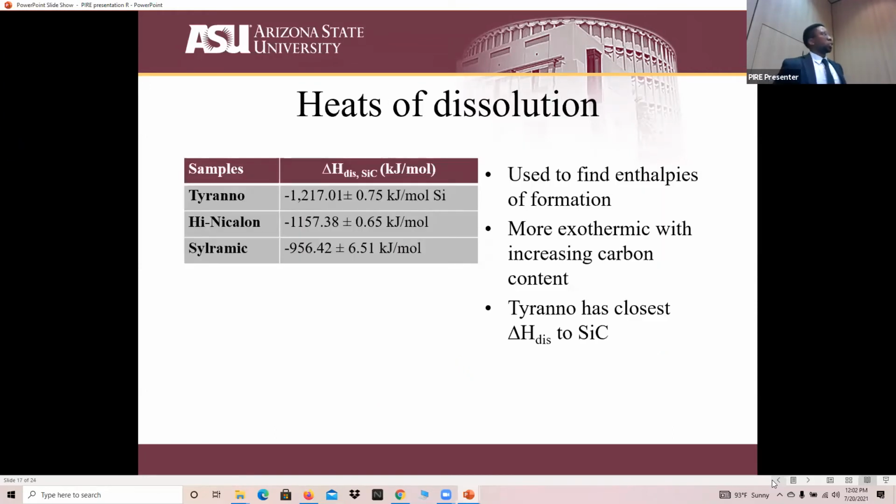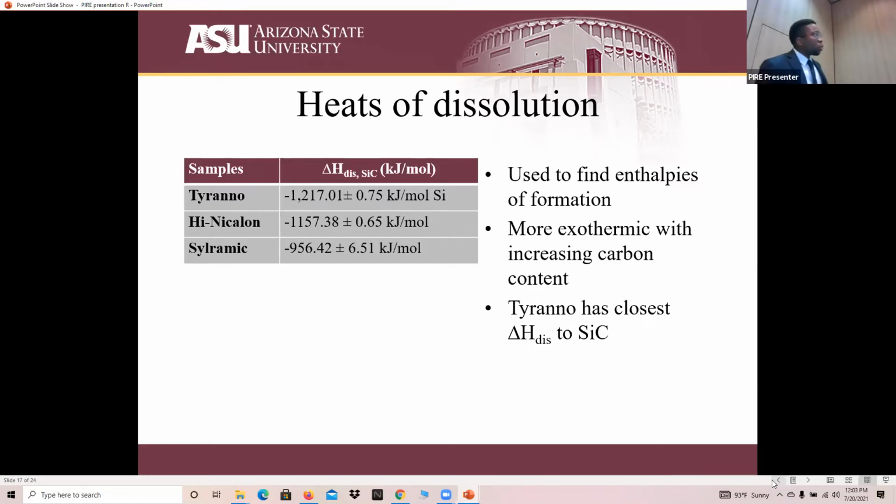Here are the heats of solution that we were able to obtain through the use of high temperature drop solution calorimetry, which Alex talked about yesterday. The heats of solution that we're reporting here are used to calculate the enthalpies of formation of the different fibers at 25 degrees Celsius.